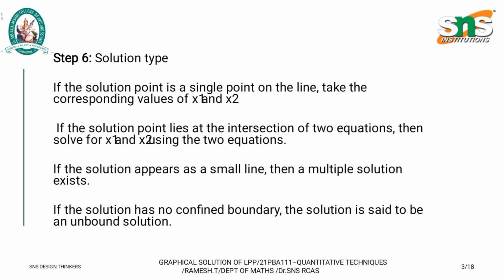Step 6. Solution type. If the solution point is a single point on the line, take the corresponding values of x1 and x2. If the solution point lies at the intersection of two equations, then solve for x1 and x2 using the two equations. If the solution appears as a small line, then multiple solutions exist. If the solution has no confirmed boundary, the solution is said to be unbounded.